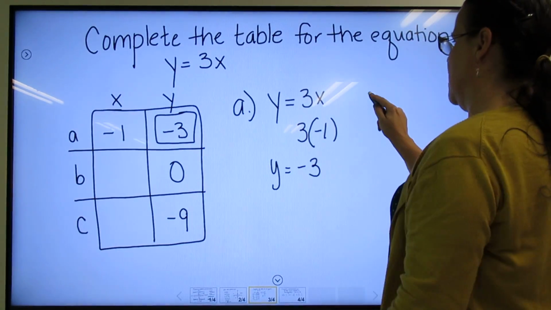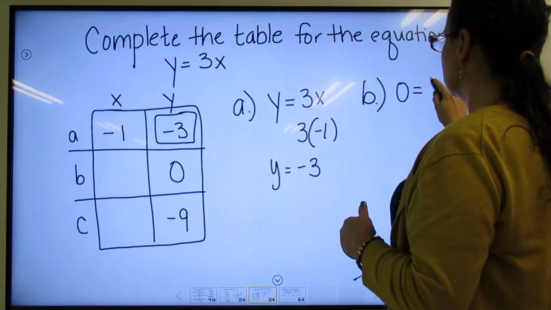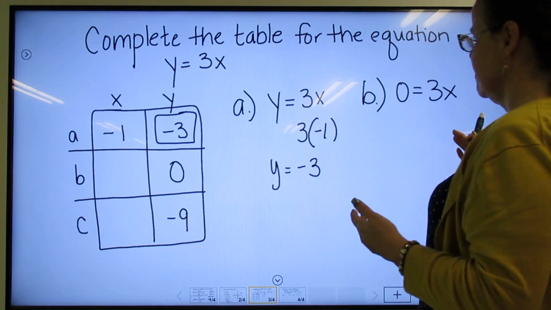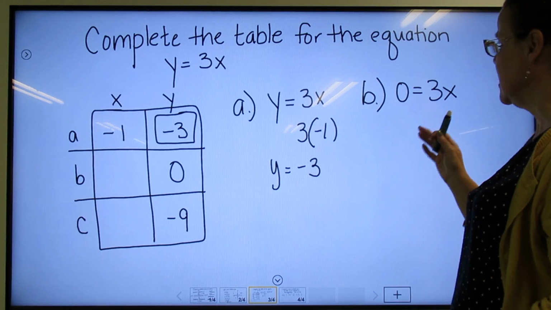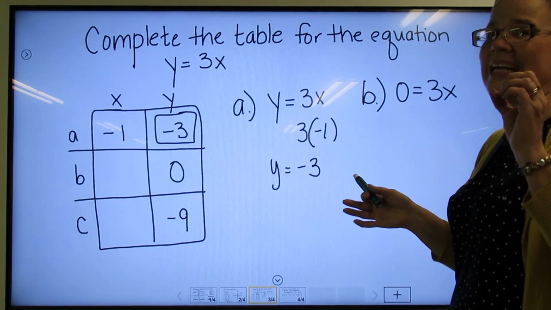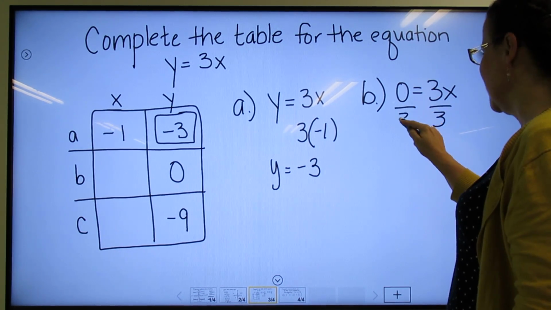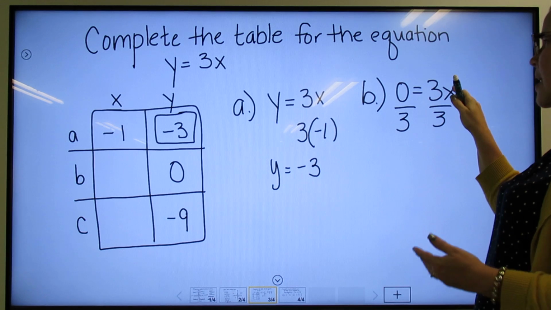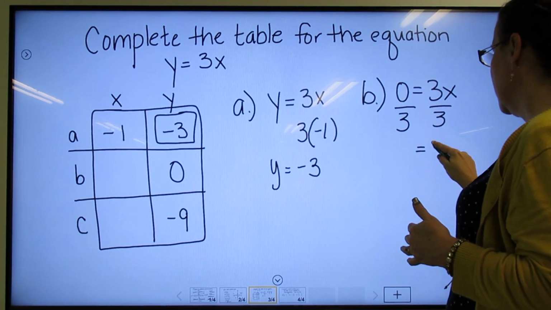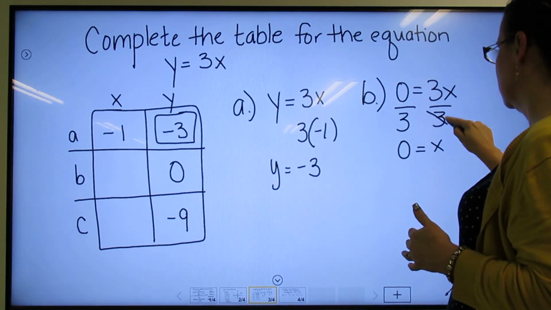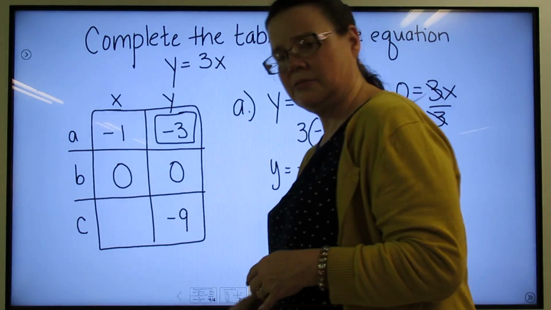So you say, well, what about B? Well, what about it? You're going to do 0 equals 3x. And really, this should be a no-brainer because by now you know your multiplications. What times 3 gives you 0? 0. So you would divide because it's multiplication, and the opposite of multiplying is dividing. And then you would say x equals 0. And those 3's cancel out one another. And this would be 0, 0.